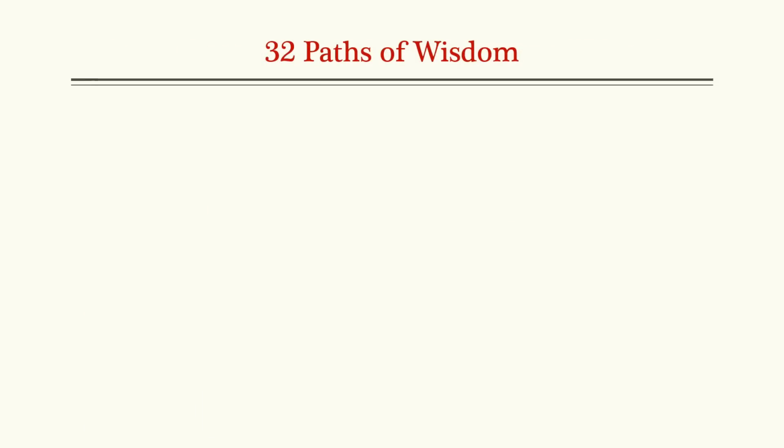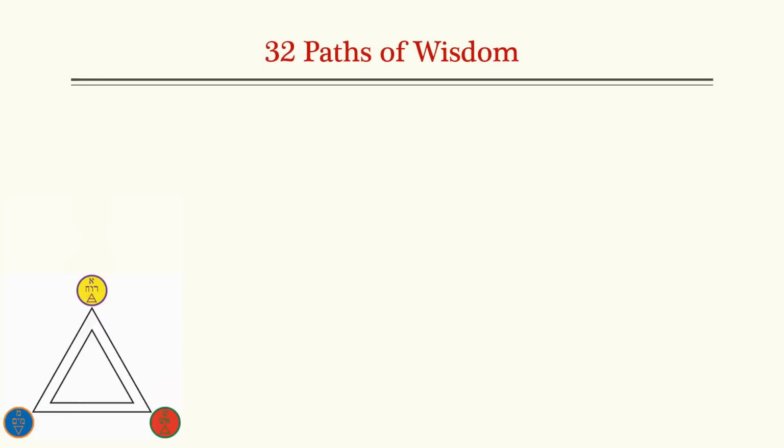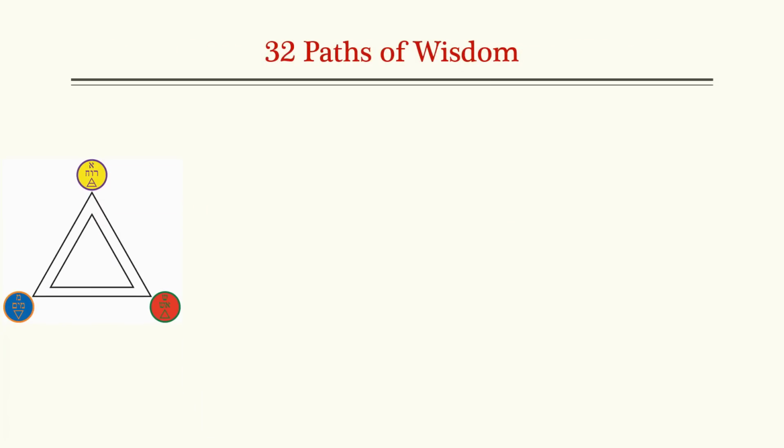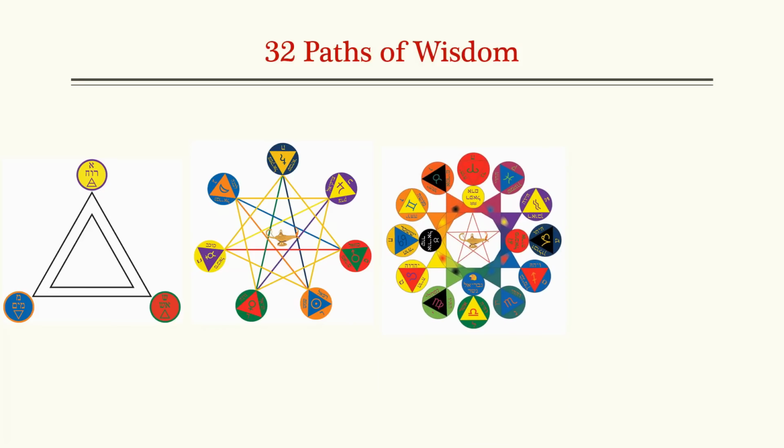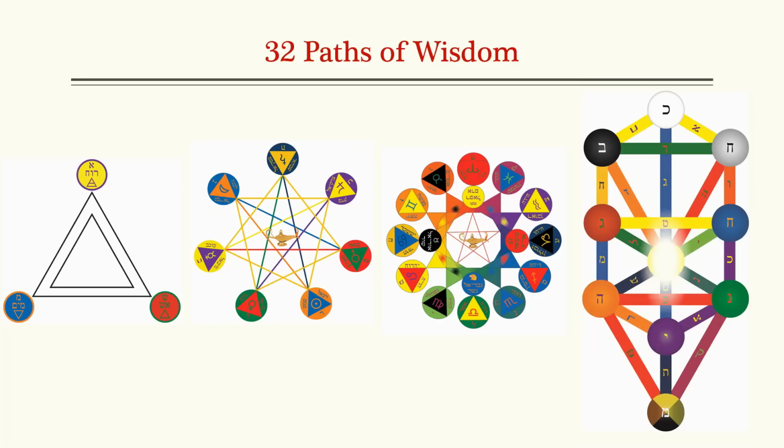So the 32 paths of wisdom, just like the 32 grades of some orders, are composed of the 3 mother letters, which are Aleph, Mem, and Shin, the elements of air, water, and fire. The 7 double letters, which are categorized as the 7 classical planets. The 12 simple letters, or the 12 signs of the zodiac, which all together, with the 10 Sephiroth, form the 32 paths of wisdom, known as the Kabbalistic Tree of Life.